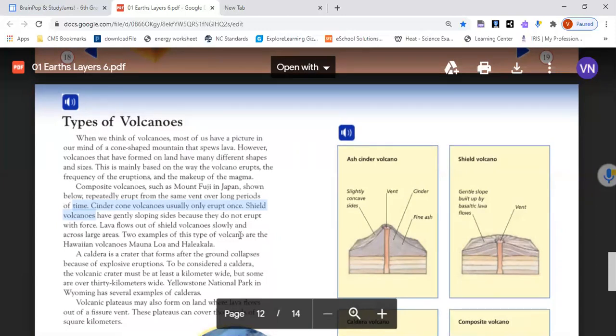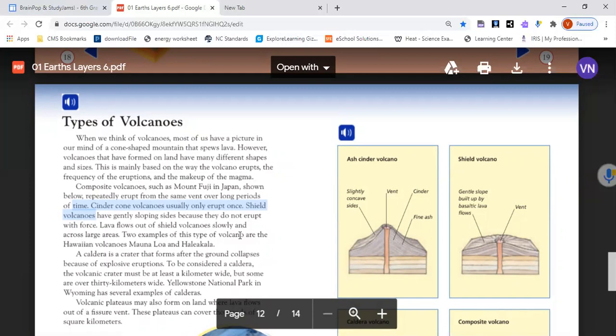Shield volcanoes, however, have gently sloping sides because they do not erupt with force. So again, there is the composite volcano, the cinder volcano, and the shield volcano. All of them have a little bit of difference in the way the lava goes down, and the intensity of it too. Lava flows out of the shield volcano slowly and across large areas. Examples of this type of volcano are the Hawaiian volcanoes Mauna Loa and Haleakala.